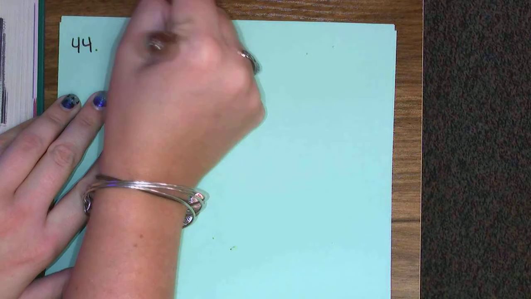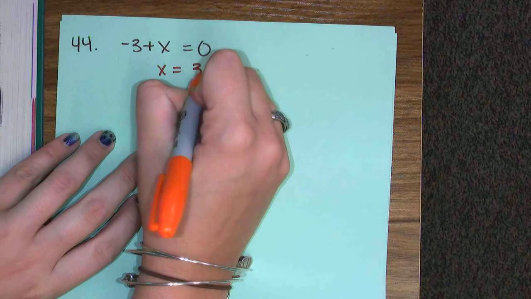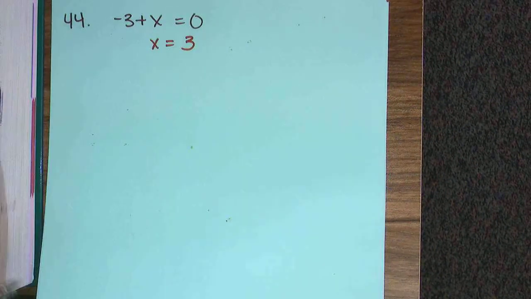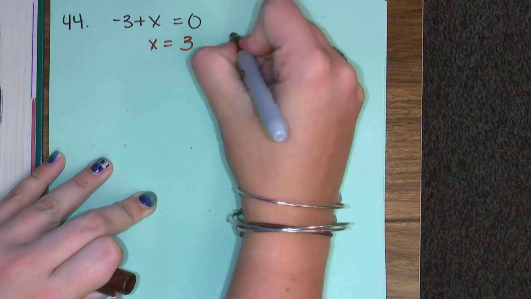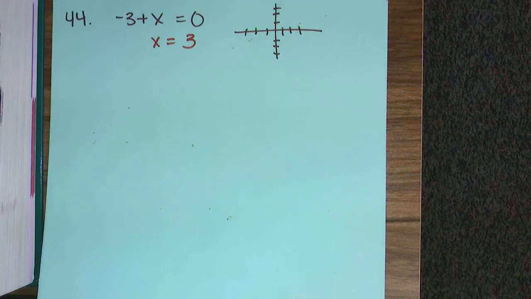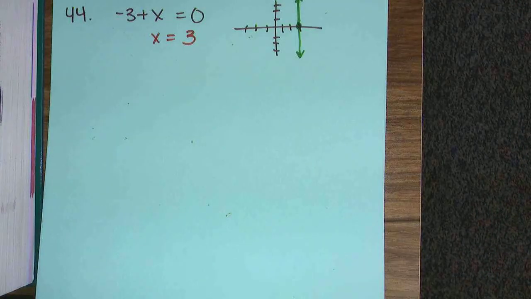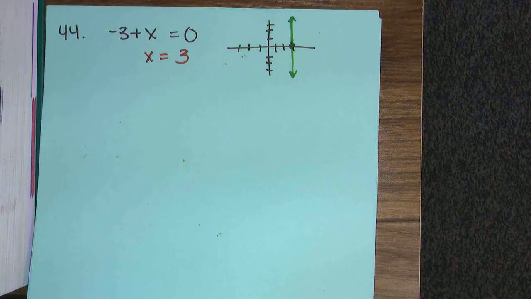So with 44, we have negative 3 plus x is equal to 0. So what I would recommend doing, yes. It is, yep. So there's going to be a vertical line. Okay, so we're going to move the 3 over. So x is equal to 3. And then we can just graph a vertical line at x is equal to 3, and it's going just up and down like that. It's okay. What kind of slope is that? Undefined.